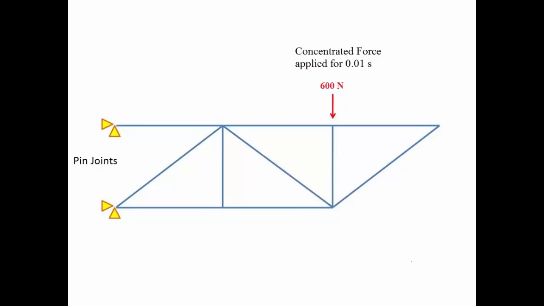The truss structure is fixed at one end with pin joints, which means it cannot move in the X or Y direction. However, it is free to rotate about the Z-axis. A concentrated force of 600 newtons is applied at one of the nodes for 0.01 seconds.